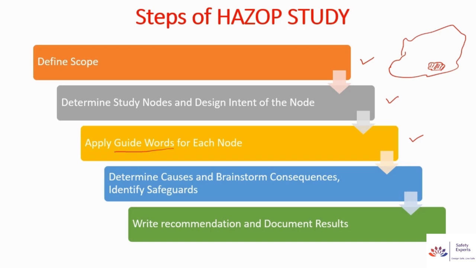Now brainstorm the consequence. If that deviation occurs, what will happen? So that is the consequence. And identify the safeguards, whether we have any safeguards against them or not. After this, we need to identify the recommendations and document all the results.